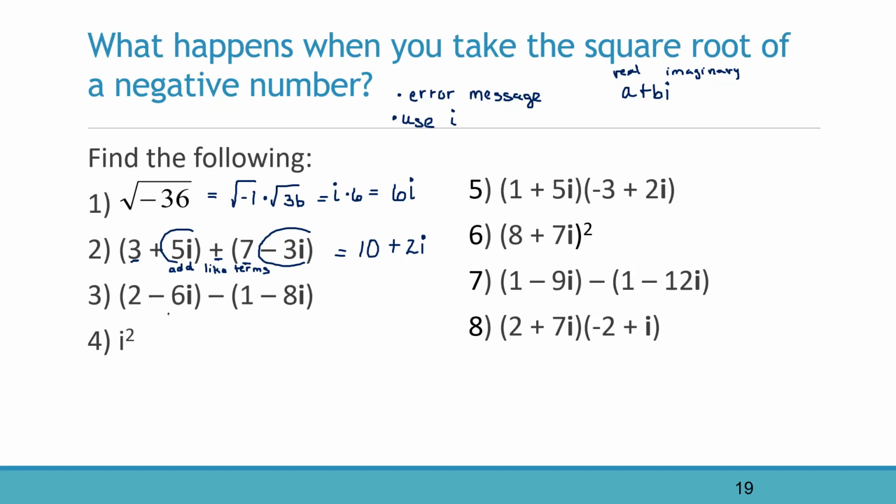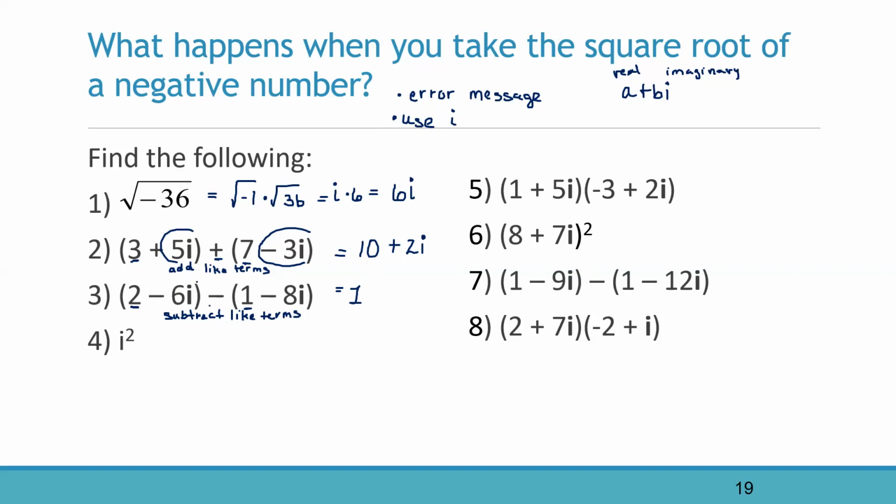All right, so that was add. Next, we're going to subtract. And with subtract, you subtract like terms. This one can be a little bit trickier, but we can work through it. So my real part is 2 minus 1. So 2 minus 1 is indeed 1.